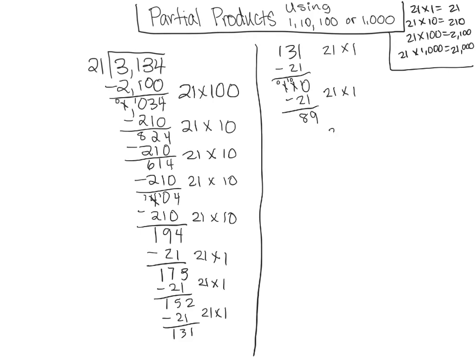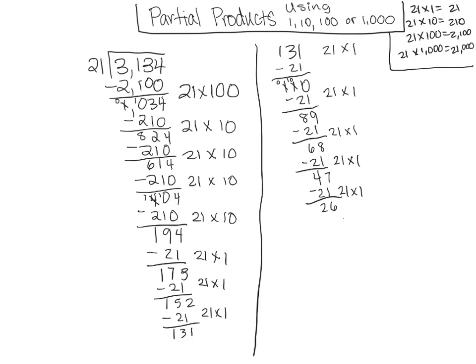89, we're getting closer. 21 times 1, subtract 21 again. 9 minus 1 is 8. 8 minus 2 is 6. And let's do it again. 21 times 1, subtract 21. 8 minus 1 is 7. 6 minus 2 is 4. And we'll do it again. 21 times 1, subtract 21. 7 minus 1 is 6. 4 minus 2 is 2.